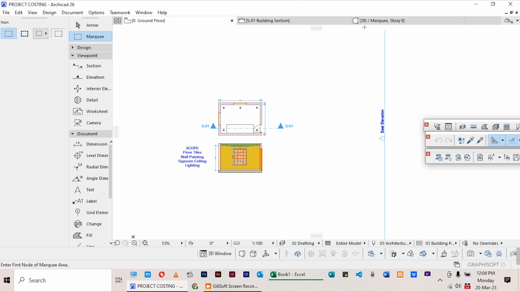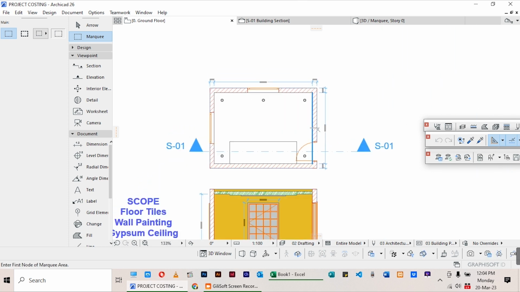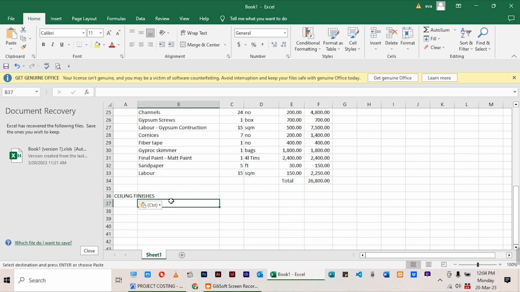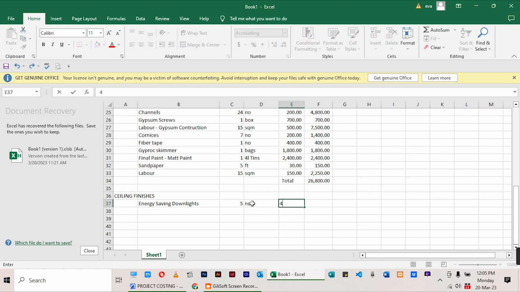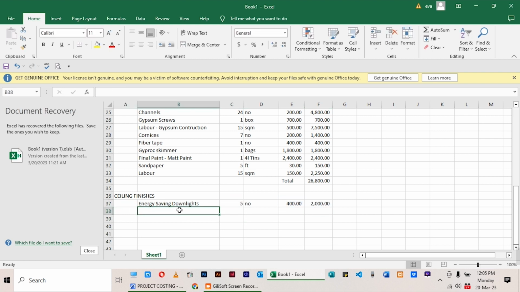Go back to our floor plan. We call these downlights. You can see we have 5 of them. So right here, downlights. We always write energy saving downlights. We have 5 number. For a good shop that sells well, I know you can get somewhere at 400. I won't say where. Multiply by here. If you need that information, ask me.